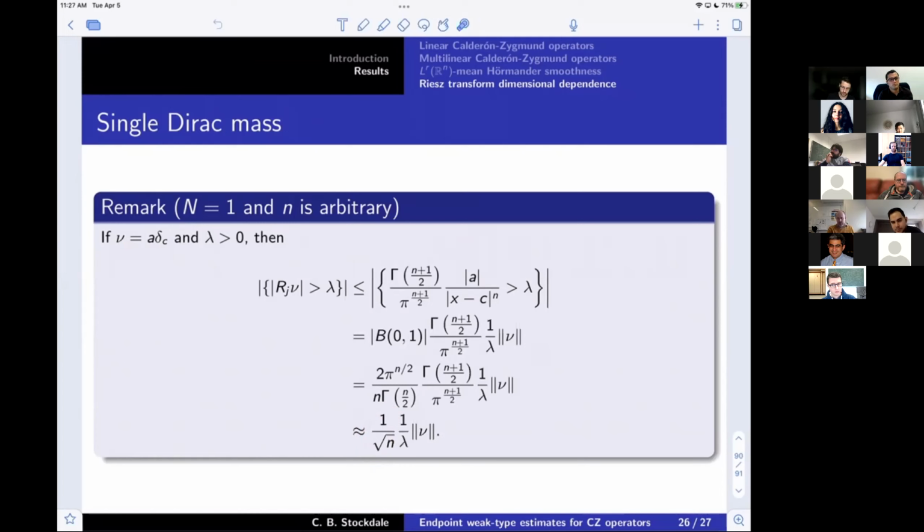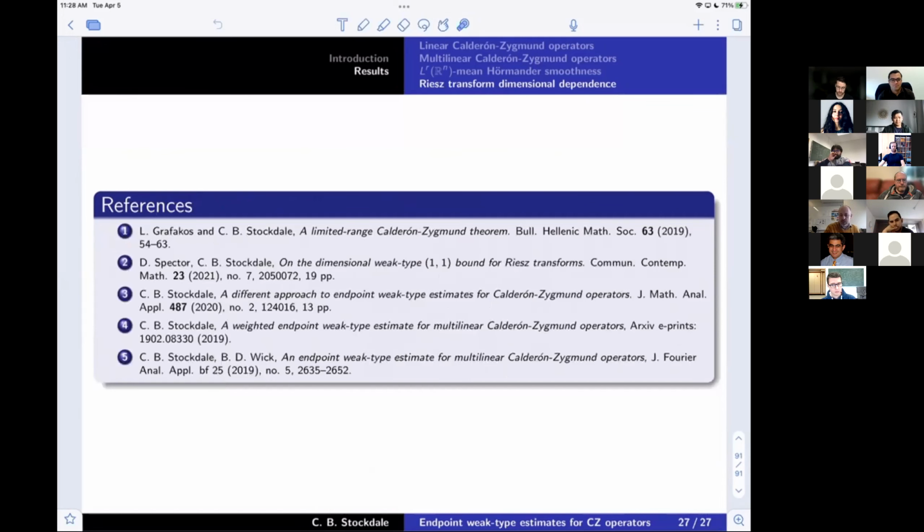So the question is, can we do this, but instead of having n equal 1? Can we do this with n equals 2, or maybe even general n? And that might get us closer to what we wanted to prove. Okay, so I'll end here. Here are some references, and thank you all for your attention.